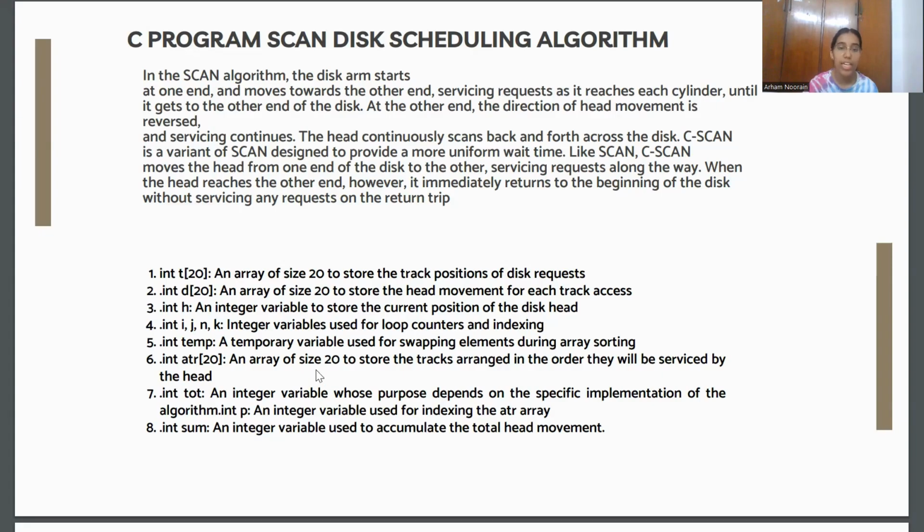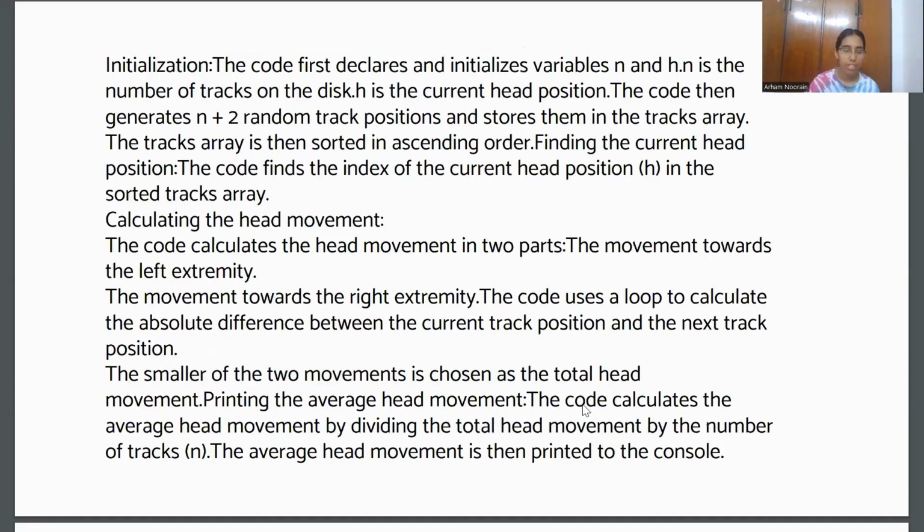Int array[20], a size 20 array, holds the tracks arranged in the order they will be serviced by the head. Int TOT is a variable whose purpose depends on the specific implementation. Int sum is an integer variable used to accumulate total head movement. The initialization of the code declares the initial values of n and h, the number of tracks and the disk head position. It generates n plus 2 random tracks and stores them in the tracks array. The tracks array is then sorted in ascending order.